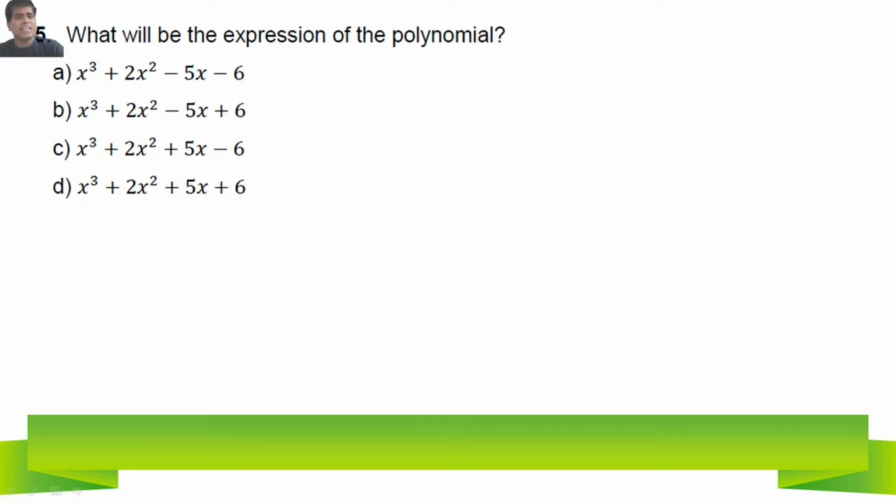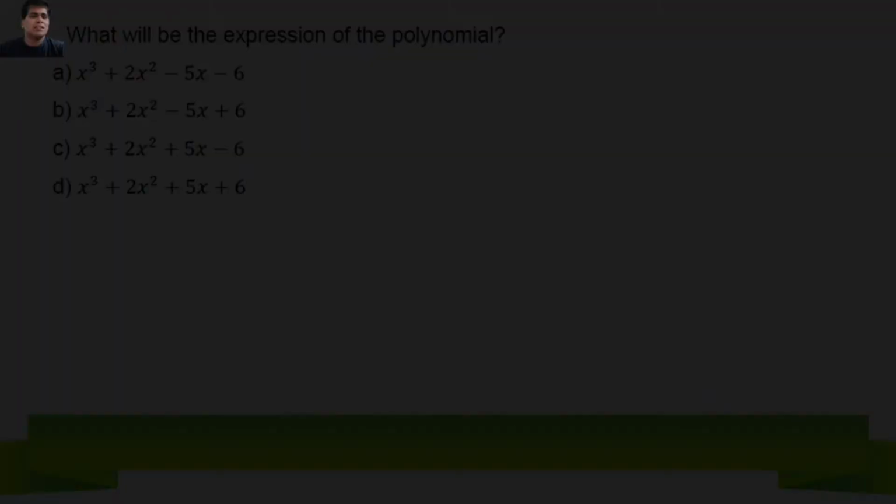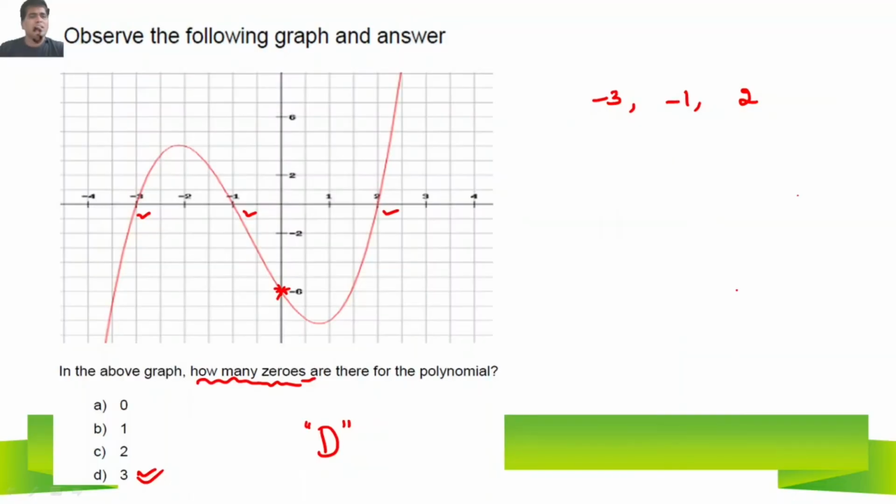So what will be the expression of the polynomial? He's asking what will be the expression of the polynomial. So it is indirectly whatever we have seen in this graph. He's asking what is the expression of this polynomial. Already we understood that it is intersecting at -3 and at -1 and at +2.